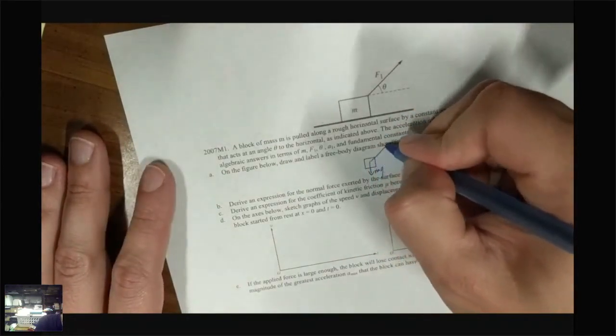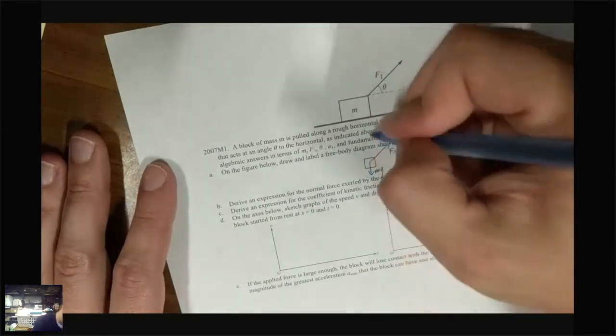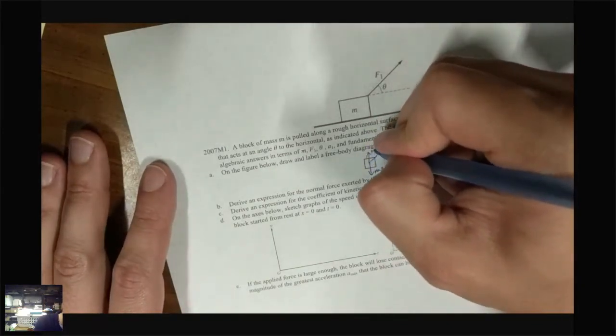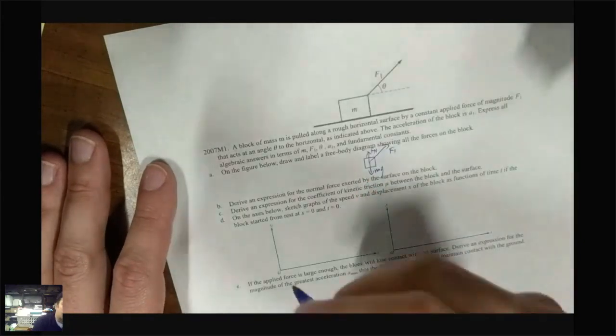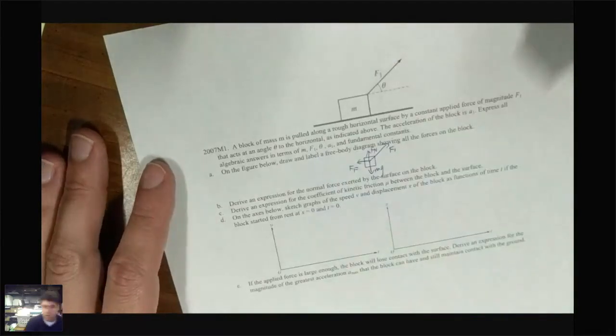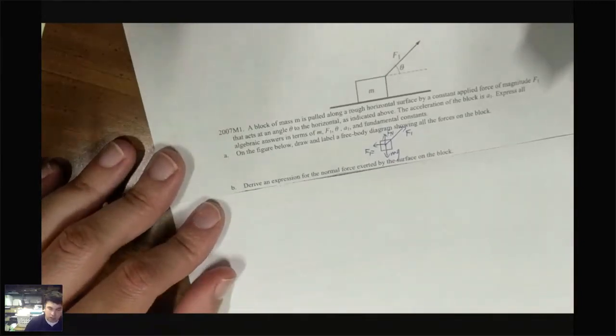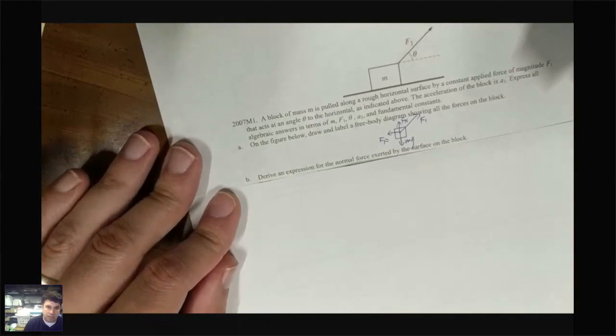We've got this F1 going up that way. We've got some normal force going up. We've got some friction going back. Lots of forces to deal with there. All right. Part B, derive an expression for the normal force exerted on the surface by the block.